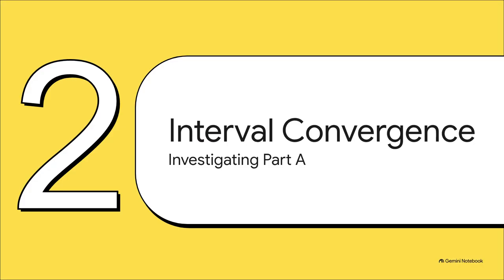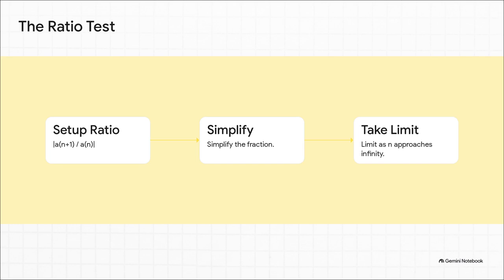Moving right along to section 2, proving the interval of convergence, which is our investigation for part A. To solve this case, the ratio test is going to be our ultimate magnifying glass. It's honestly perfect for equations packed with heavy factorials and exponents. We just set up the ratio, dividing the n plus 1 term by the nth term under an absolute value, we simplify the fraction, and then we take the limit to see exactly where it falls below 1.